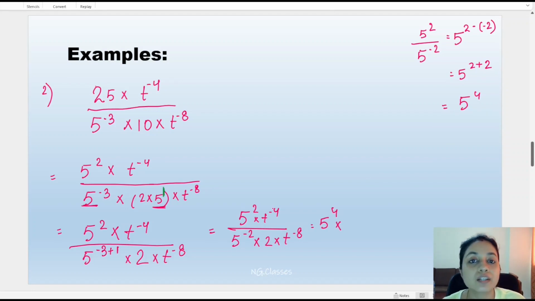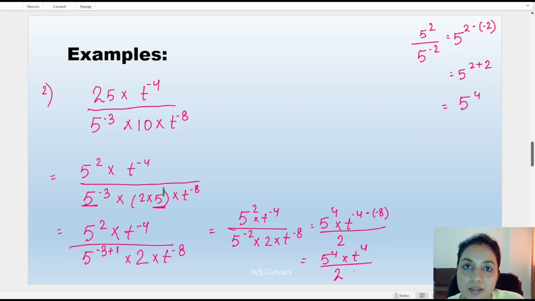Similarly, we will apply the division rule for t also, because t to the power negative 4 is in the numerator and t to the power negative 8 is in the denominator. So it will become t to the power negative 4 minus of minus 8. And the 2 will be as it is, because there is no more 2. So we will have 5 to the power 4 times t to the power negative 4 plus 8, which will be positive 4, divided by 2. And that's our final answer.